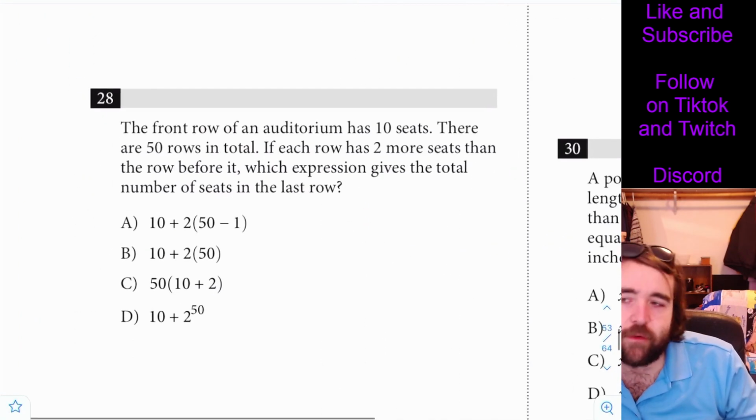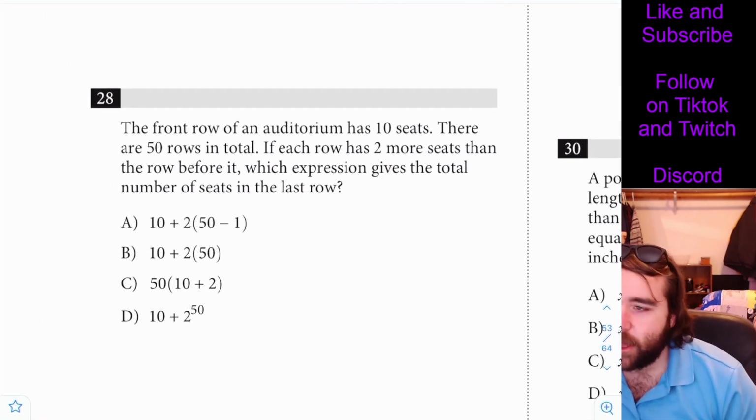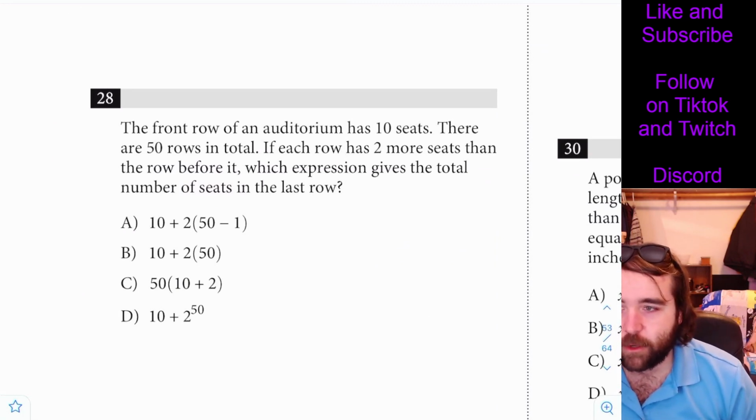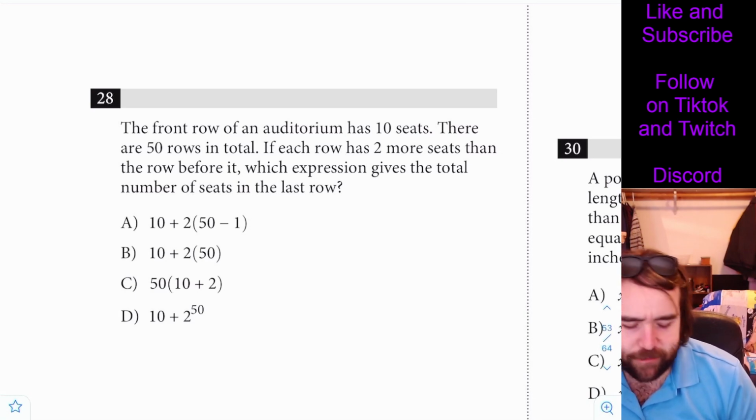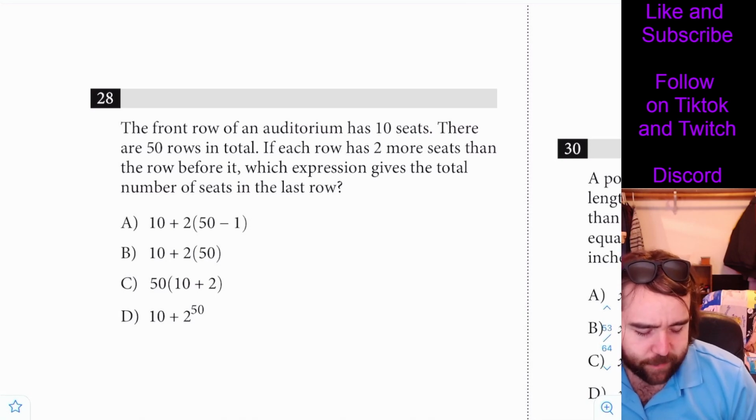So now, the front row of an auditorium has 10 seats. There are 50 rows in total. If each row has 2 more seats than the row before it, which expression gives the total number of seats in the last row? Ooh. So it only has 2 more seats for every row, so this is like a sequence, right? It's kind of a hard question, but if you just think about it, it shouldn't be too bad.